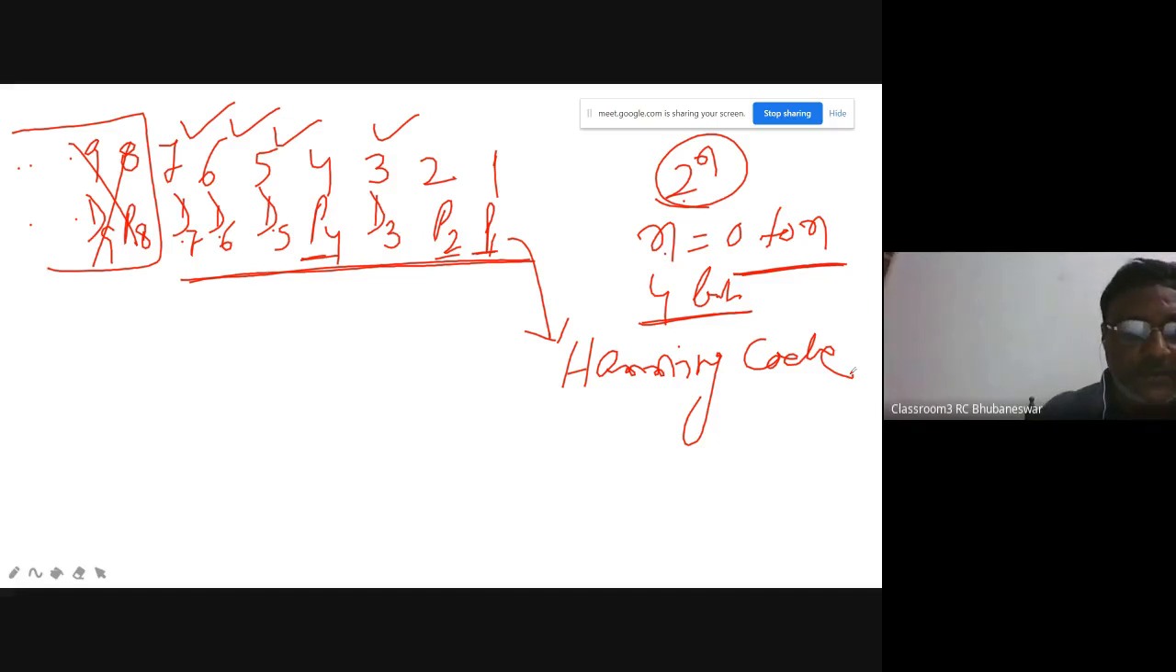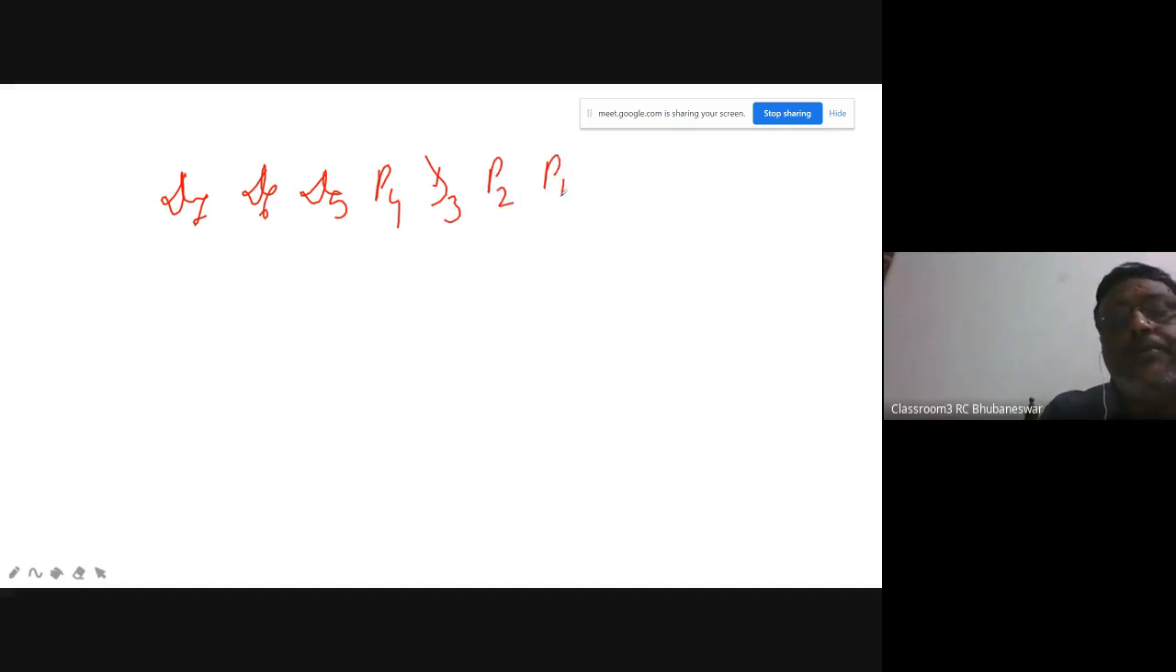Right? Let us start with construction of Hamming code. D7, D6, D5, P4, D3, P2, P1. Suppose I want to send a data of 1011. So construct the Hamming code with the data bits 1011. That 1011 is your modulating signal. So the modulated signal will be attached. What will be attached? That is P1, P2, P4. This is your carrier signal.